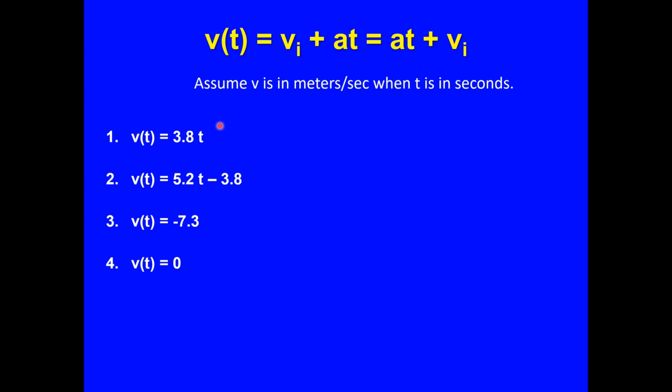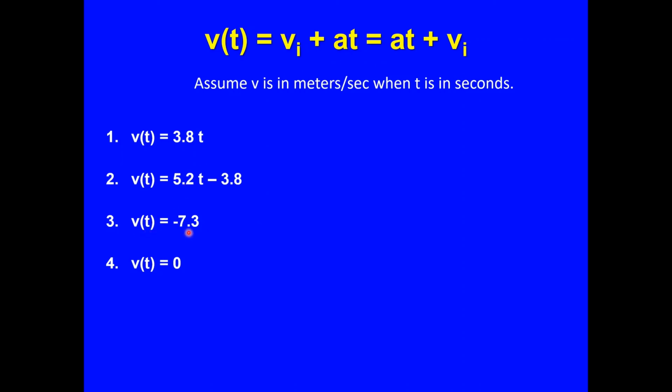So here are 4 examples. Example number 1, the velocity at any time t is 3.8 times the time. There is no initial velocity or no constant term, so we started with an initial velocity of 0 and have an acceleration of 3.8 meters per second per second. In example 2, we have an initial velocity of negative 3.8 meters per second. The acceleration is 5.2 meters per second per second.